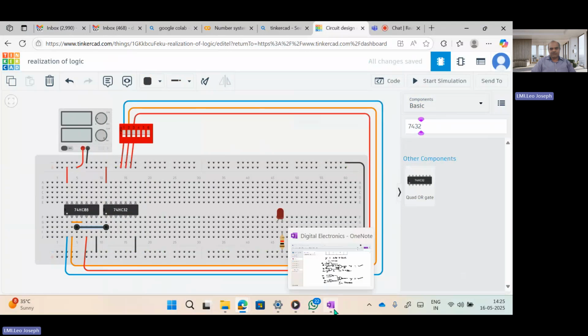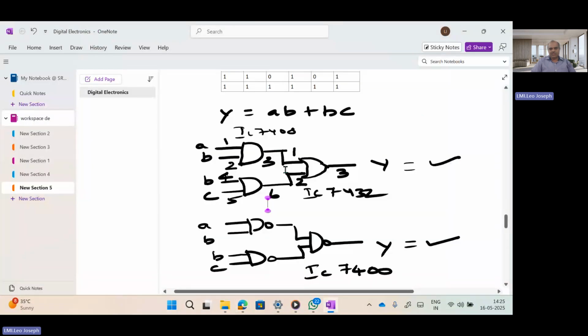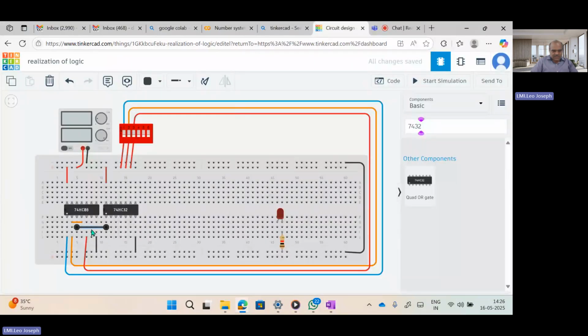Okay, let's cross verify here. Third pin should be connected to first pin. Sixth pin should be connected to second pin. So the sixth pin is here. This is the sixth pin, and it should be connected with the second pin. And this third pin will be my final output.